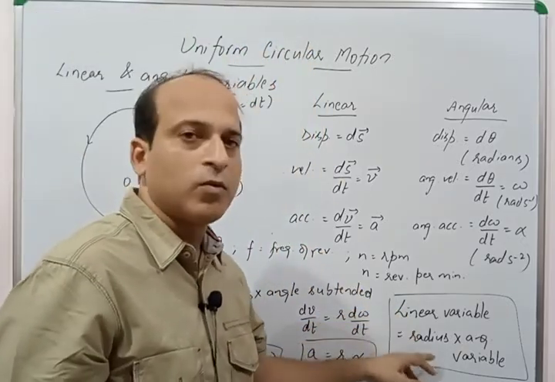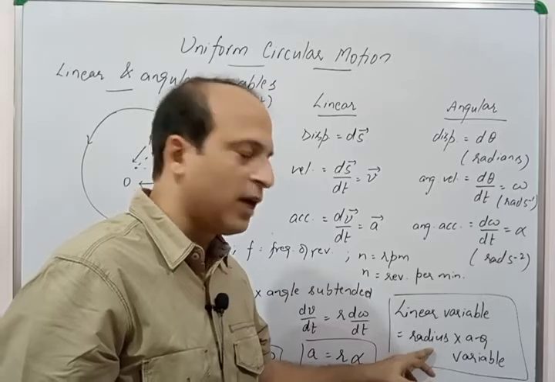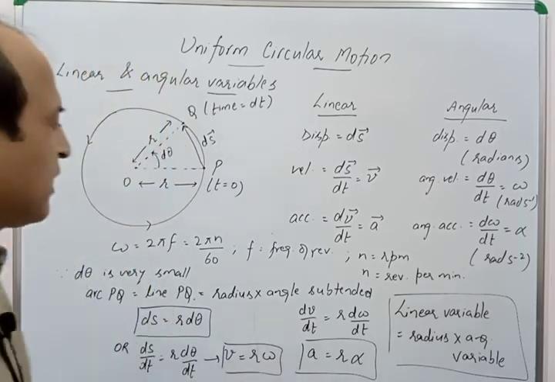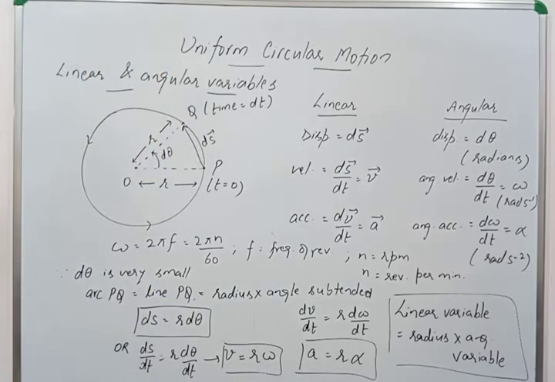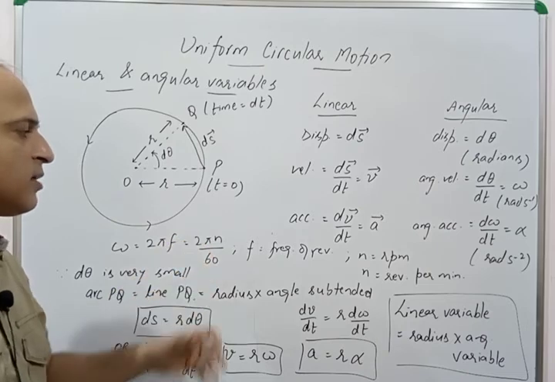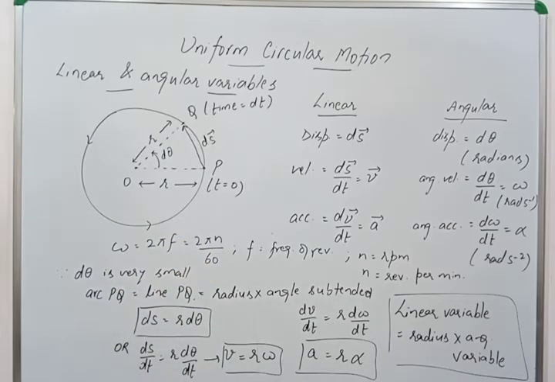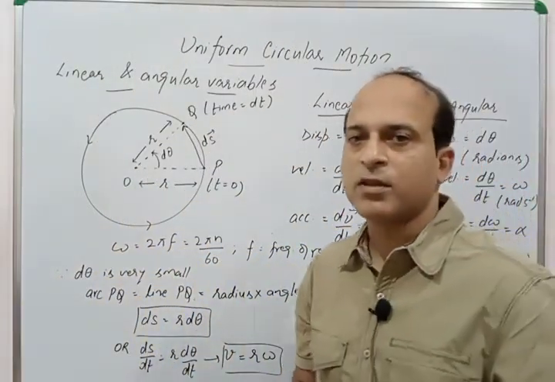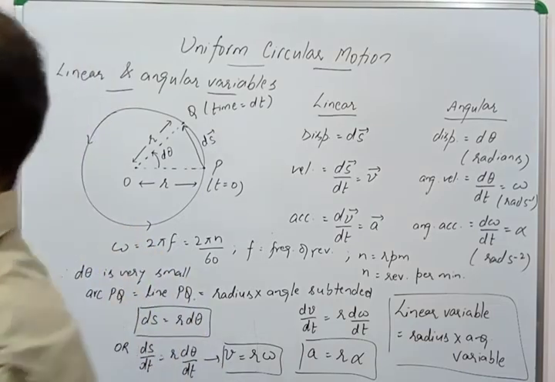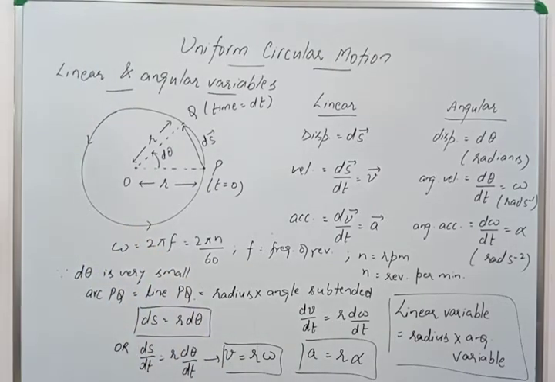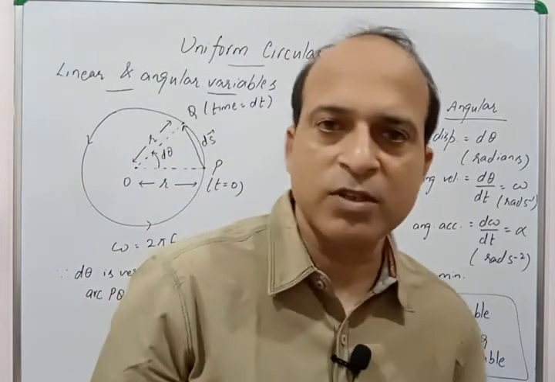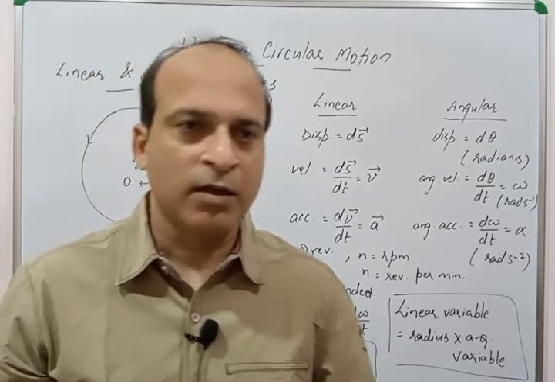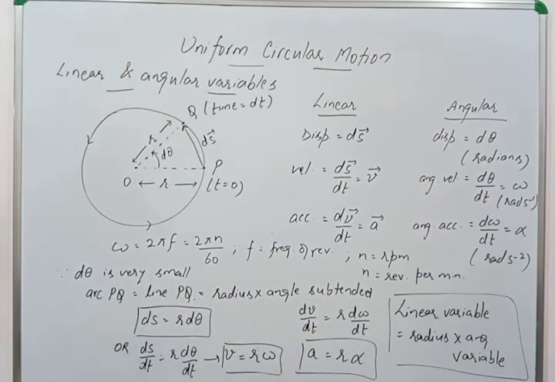Any linear variable is equal to the product of radius and the corresponding angular variable. Remember, angular speed can be further written by two more formulae. They are 2 pi f and 2 pi n by 60, where f is the number of revolutions executed by the particle in 1 second, known as frequency or linear frequency, and n is rpm, known as revolutions per minute, or the number of revolutions that a particle executes in 1 minute, right? So that's all with linear and angular variables.